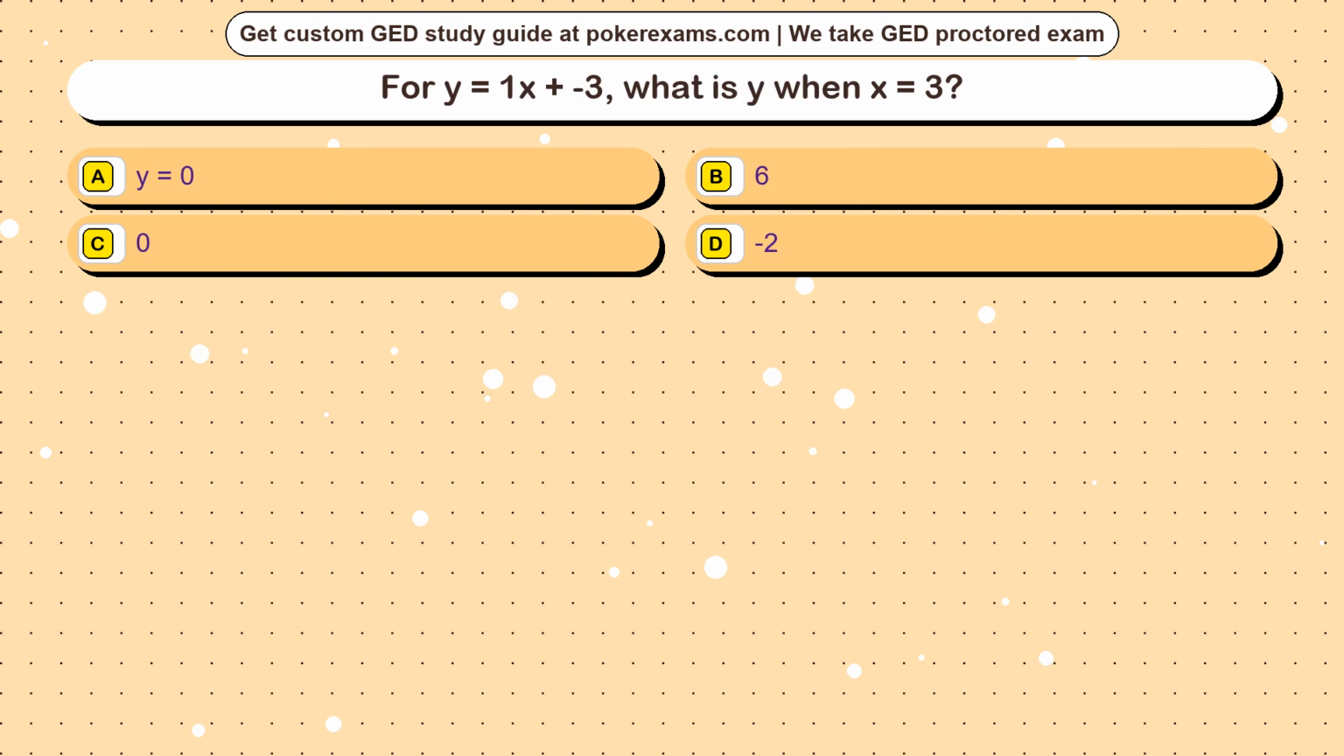Question 16. For y equals 1x plus negative 3, what is y when x equals 3? Option A, y equals 0. Option B, 6. Option C, 0. Option D, negative 2.